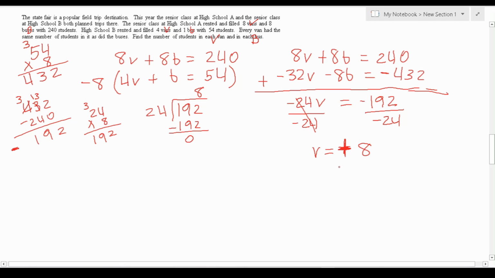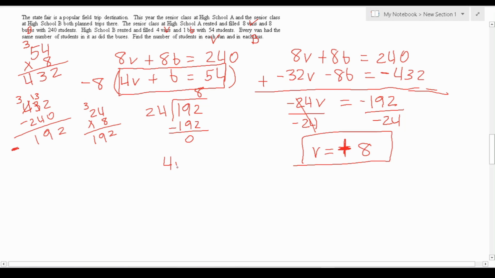Okay? So in other words, each van can carry 8 students. And again, negative divided by negative is a positive, as I mentioned already. Now, the next part in solving a system of equations using the elimination method is to take the variable you just solved for and plug it back into one of the two original equations. I'm going to use this equation right here since it's easier to work with. Let me go ahead and write that down.